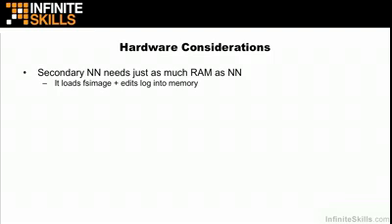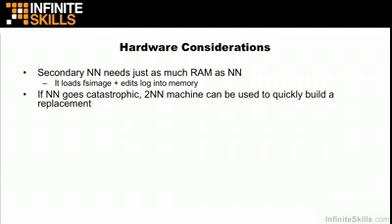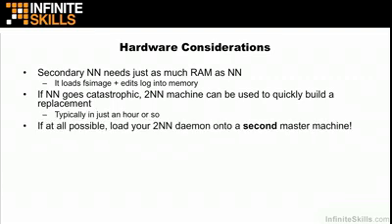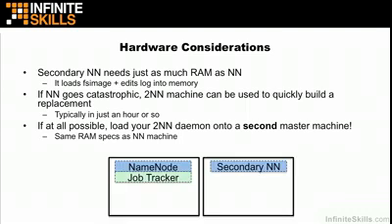The secondary name node also heavily impacts your hardware considerations. Because it loads the fsimage and the edits log into memory, it's going to require just as much RAM as your name node. If the name node does go catastrophic, you can use this secondary name node machine to quickly build a replacement, typically in just an hour or so. This is why I recommend that if at all possible, you should put your secondary name node daemon onto a second master machine right from the get-go when you're building your cluster, obviously with the same RAM or memory specs as your name node machine.